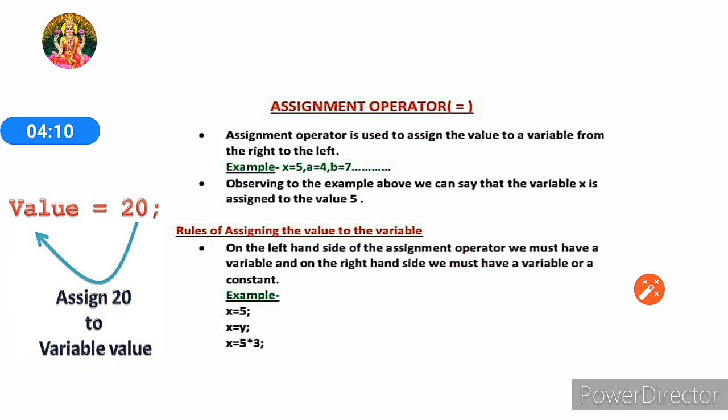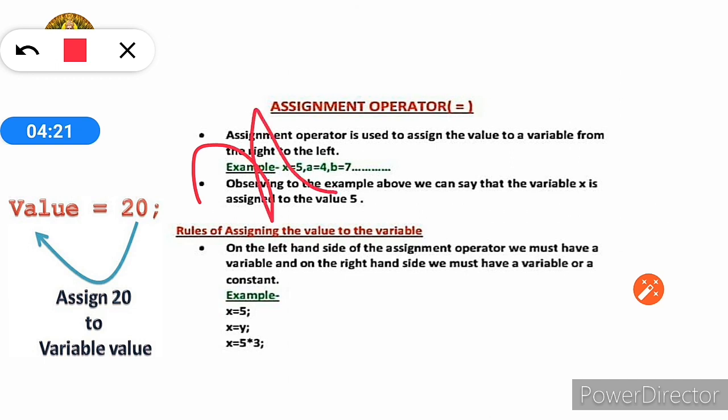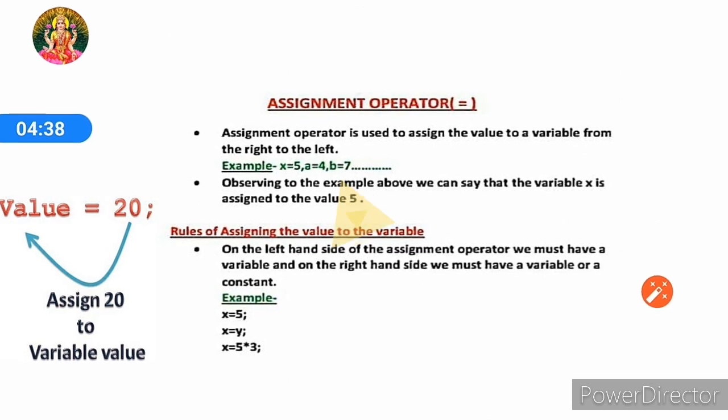Okay students, on the right hand side we must have a variable or a constant. What does it mean? We can assign the value of x, which is a variable, to another variable y, so that we can manipulate the data as required by the user. So students, it is clear. Next, we will move to our next topic, which is the shorthand assignment operator.